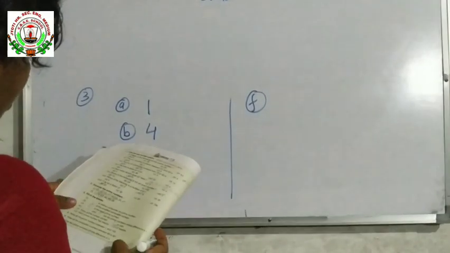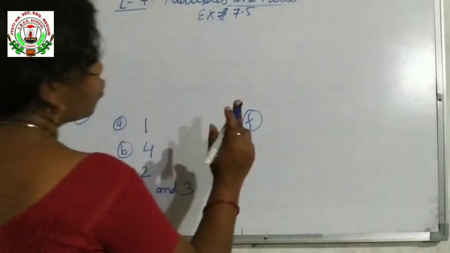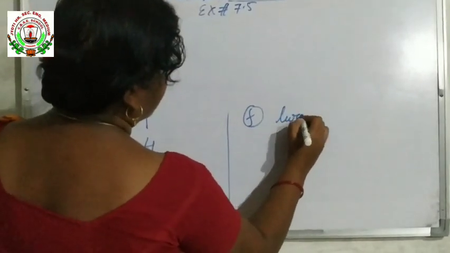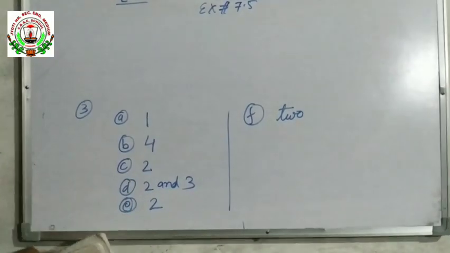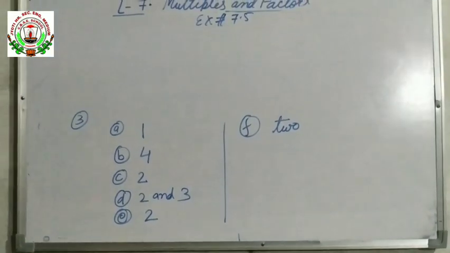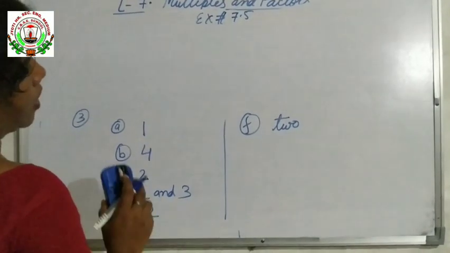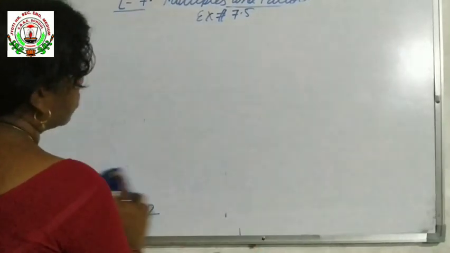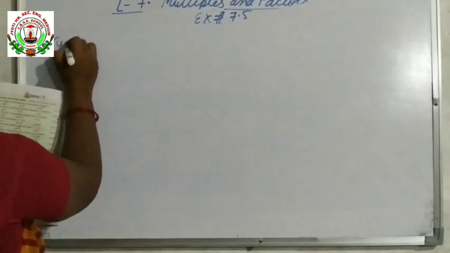Next is F. Each prime number has exactly 2 factors. Each prime number has exactly 2 factors. In the definition we have already seen a prime number is having only 2 factors. That's why it is called the prime number. Understood? So our fill-up is over. Next is question number 4.